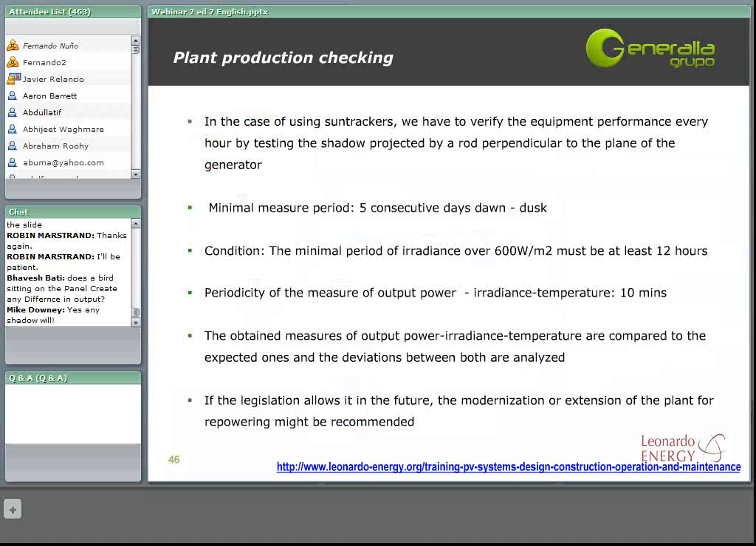Once we have got all these measures, we should compare them to the expected ones that we have got from the solar radiation maps that we have seen during webinar 1, or from our meteorological station, in case that we have decided during the project design to install a meteorological station in order to measure the irradiance and the temperature in the location where the plant will be set.